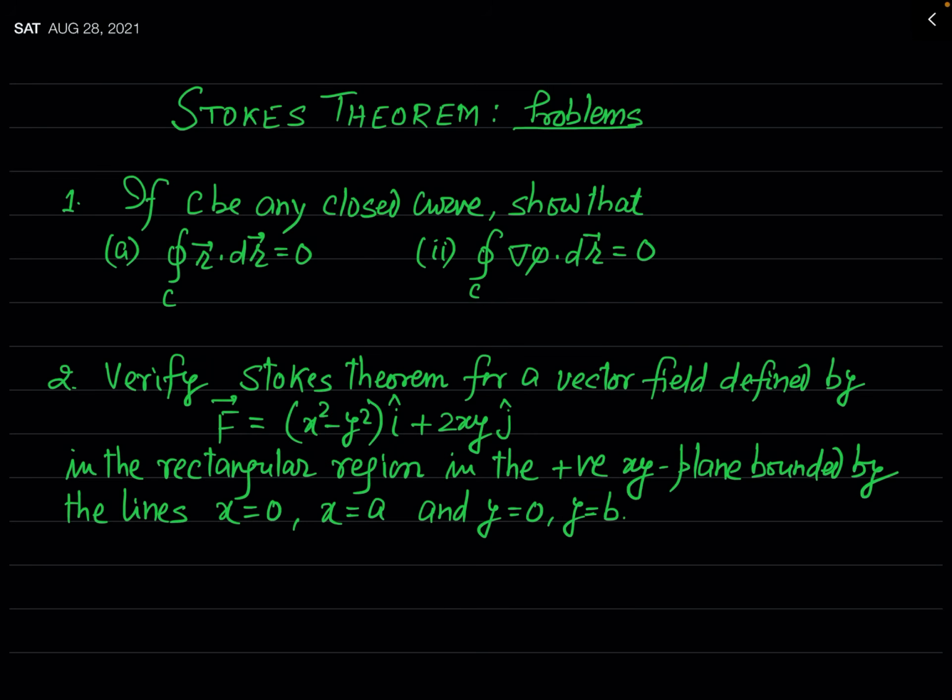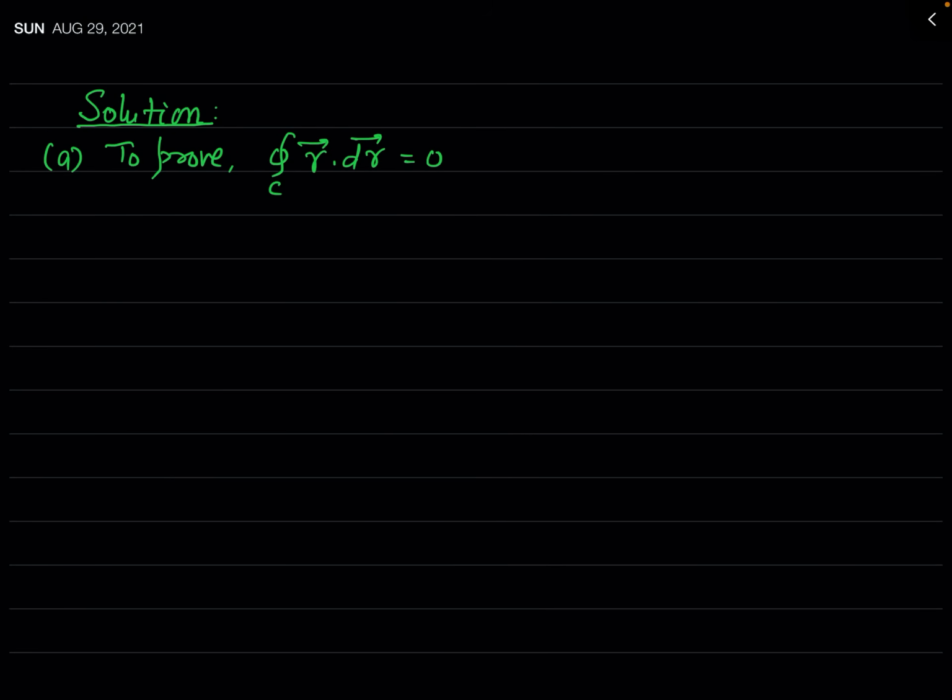I have selected some of the important problems to know how the Stokes theorem can be applied in a physical problem. So let us see the first problem. The first problem says if C be any closed curve, then we have to show that the tangential line integral of vector r, that is integral along C r dot dr, is equal to 0. So let us see this problem first of all.